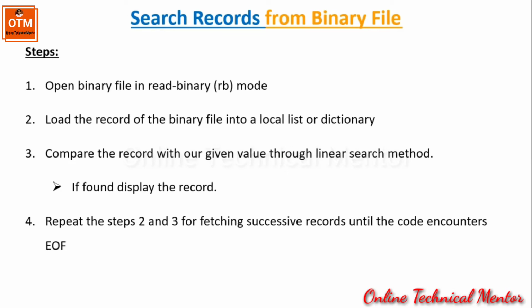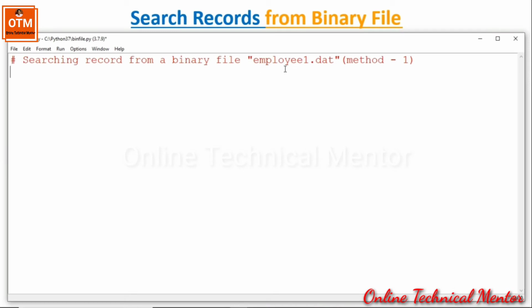Let's write the program by looking into this algorithm. Searching a record from a binary file employee1.dat. I think you know the structure of employee1.dat. It contains all the records separately in the file, and all records are in list format. So this is the first method that I'm going to show you. First of all, import the pickle module.